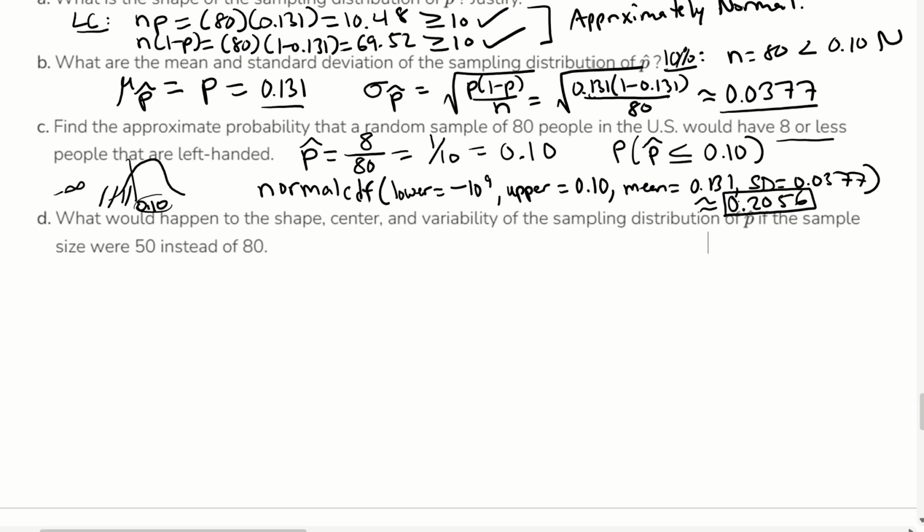All right, so part D: what would happen to the shape, center, and variability if the sample size were 50 instead of 80? So if it was 50, then when we do 50 times 0.131, that would actually fail this test. It would not be greater than or equal to 10, right? And therefore it would not be approximately normal.